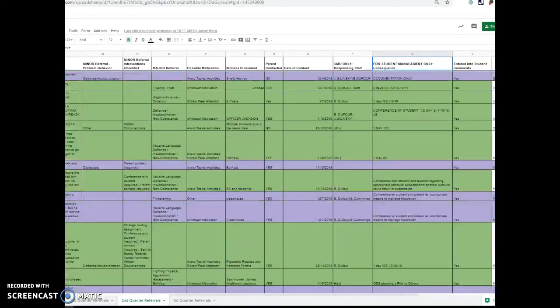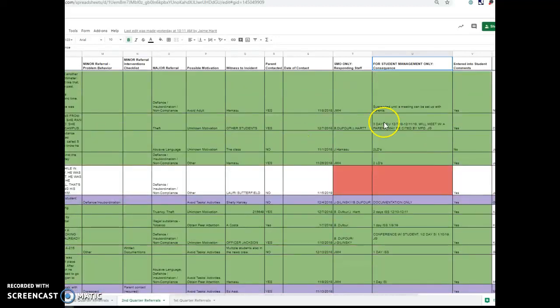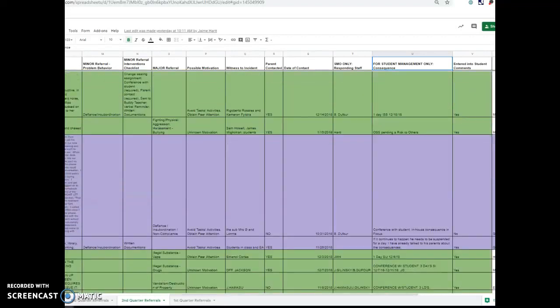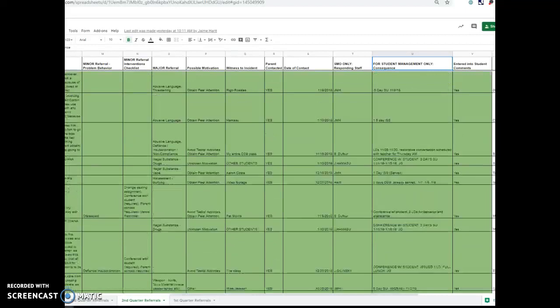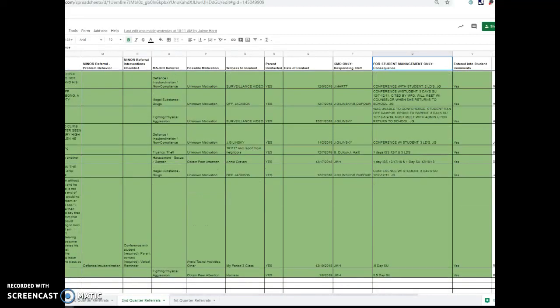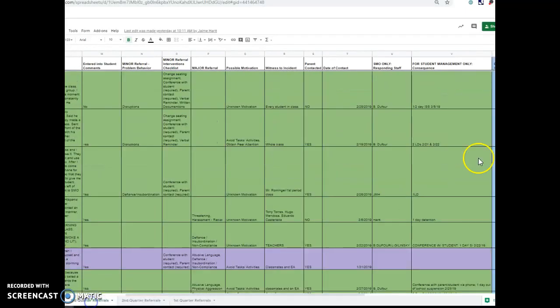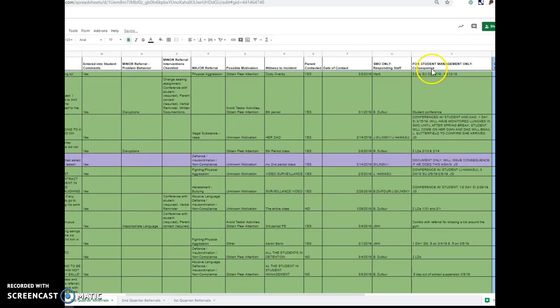it means we haven't got to it yet. And sometimes there are some red things like this, and usually that means a student ended up either dropping out or going to another school and we weren't able to follow up with them. They weren't here any longer. This is third quarter. But a lot of work is done right here in this area.